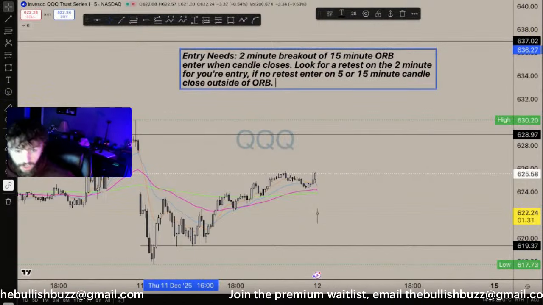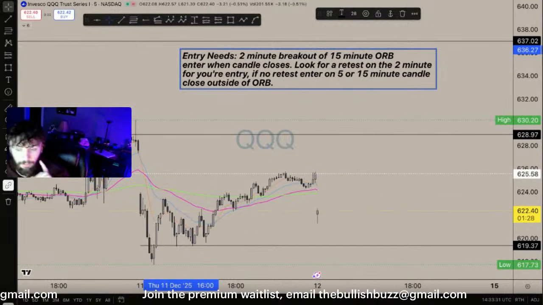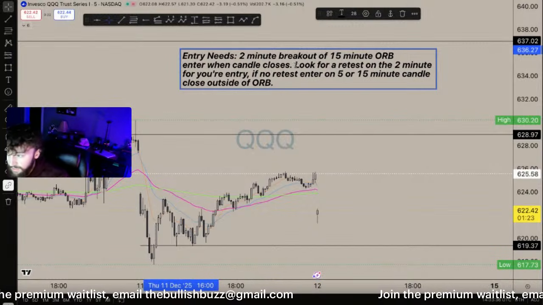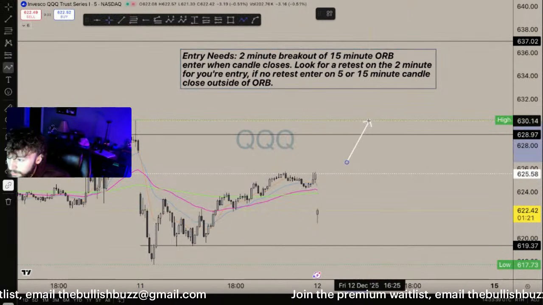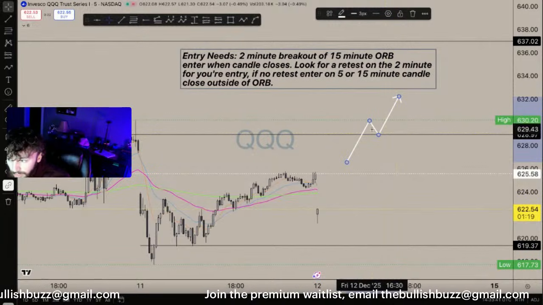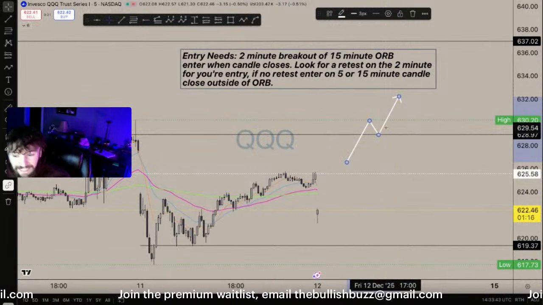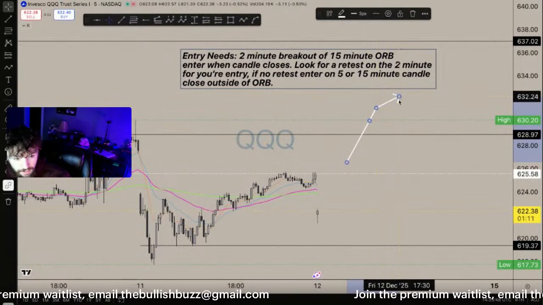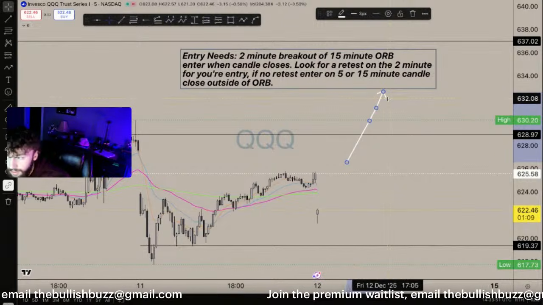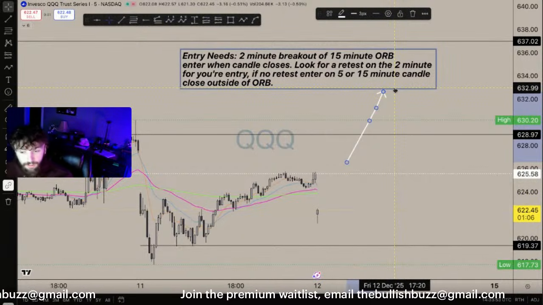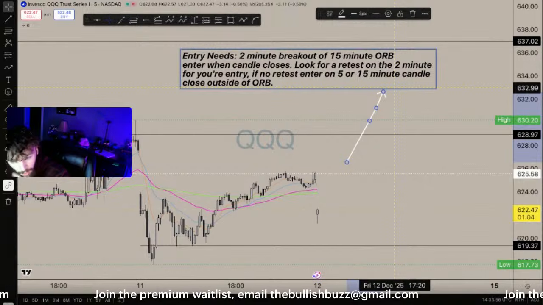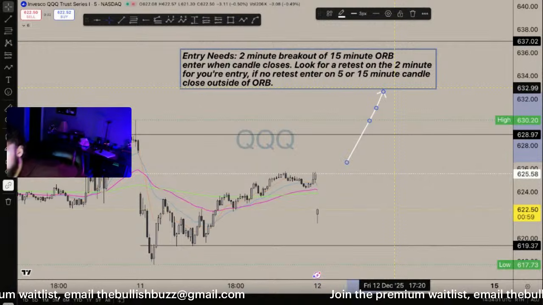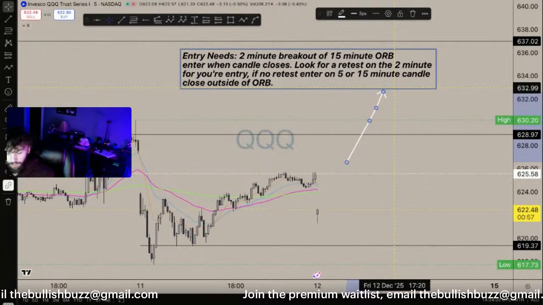So we are waiting for a breakout on the 2-minute candle. In best case scenario, you get a breakout and a retest. So you break out, you retest, okay, and you enter on this retest on the 2-minute candle. That's best case scenario. If that doesn't happen and we just continue higher like this, you wait until a 5 or 15-minute candle close, okay? Preferably the 15-minute, just to give you guys some more idea. But this is going to give us a little bit more structure, okay?